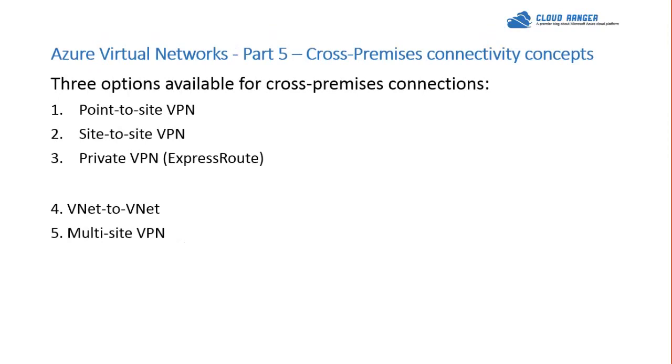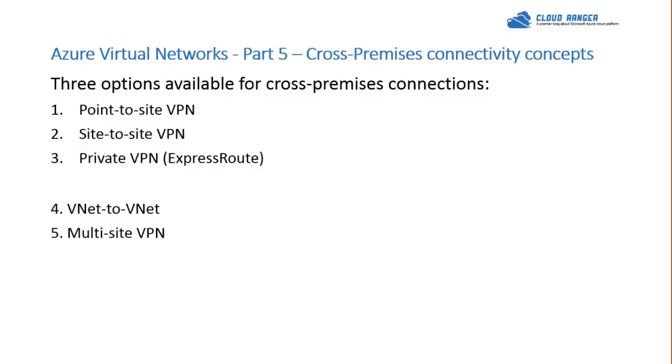So there are three options that are available for cross-premises connections. These are very important to know because this is where the planning part comes in Azure, based on what you are trying to accomplish when you are doing inter-site or cross-premises connectivity. The first one is a point-to-site VPN. The second one is a site-to-site VPN. The third one is a private VPN or ExpressRoute.